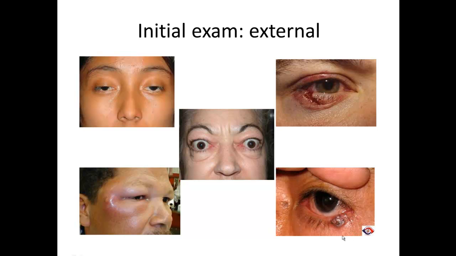Or the things you might find are some masses. This right here, you can say, looks like there's a 3 centimeter in diameter mass at the lateral lid margin, about 2 millimeters away from the lateral canthus. This in particular is actually a basal cell carcinoma and would need to be resected eventually.